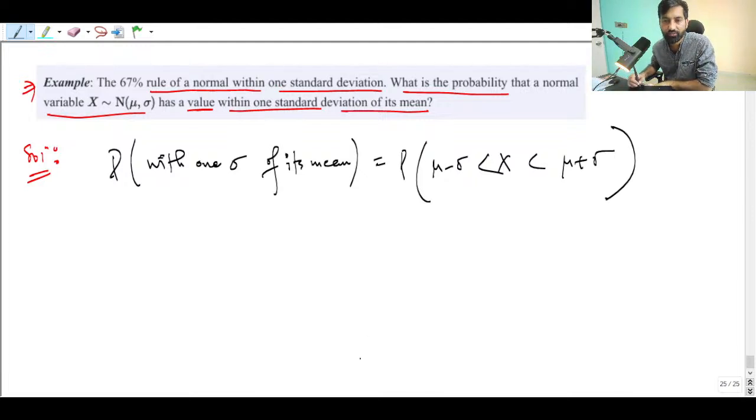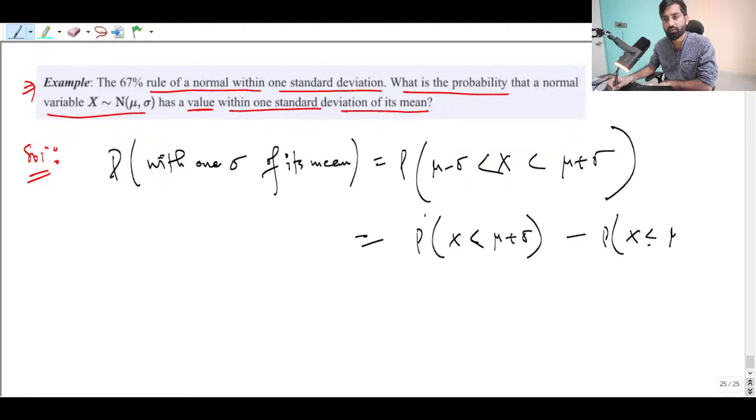Okay, so how can you write this? You can write this as the probability of x less than mu plus sigma minus the probability of x less than mu minus sigma. Okay, this is the probability range, because of which we can find it like this. It's a very simple situation, right?